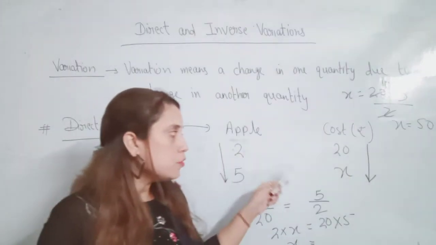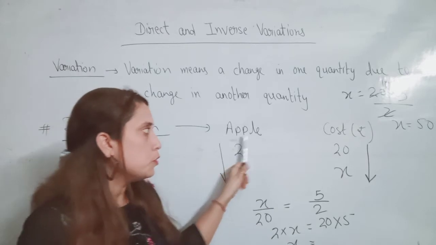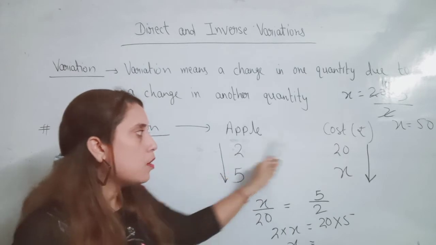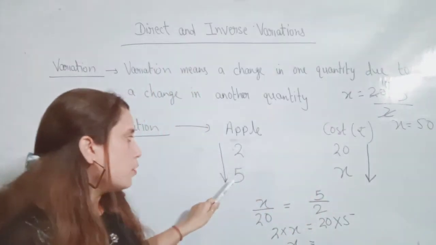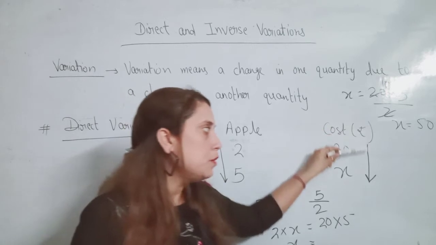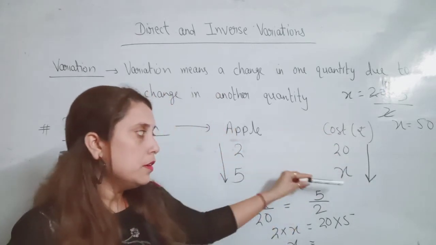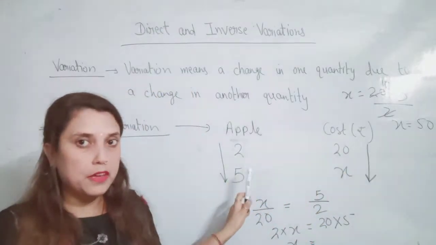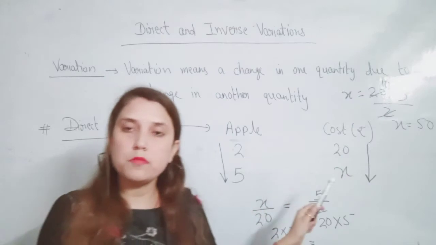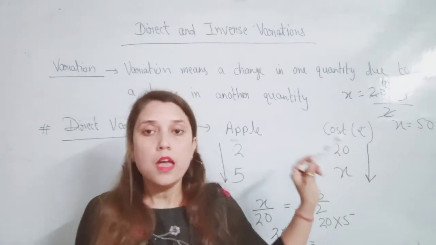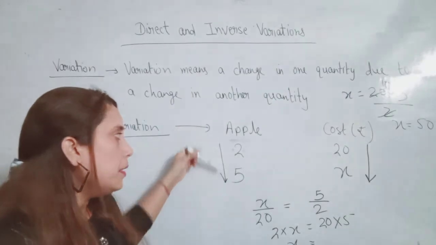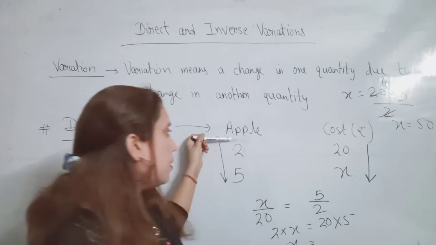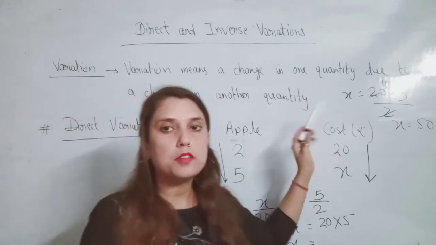So how to solve this question? First we write down both quantities, apple and cost in rupees. The given 2 apples cost rupees 20. Find the cost of 5 apples. After that, first we draw the arrow by default in the direction of x. After that we check whether this is direct variation or inverse variation. In direct variation the arrow will be on the same side, and in inverse variation the arrow will be in the opposite direction. So the number of apples increases, the cost also will increase.